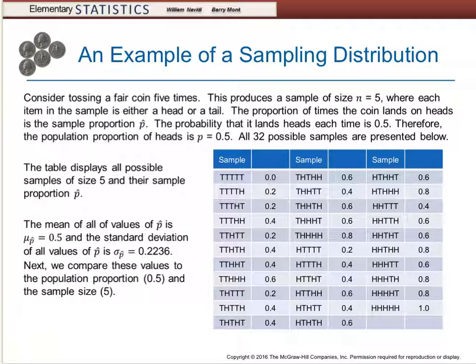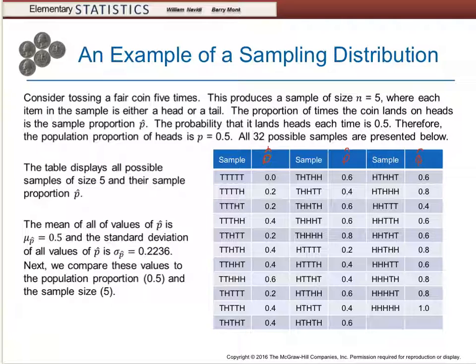The table displays all possible samples of size 5 and their sample proportion p hat. In each one of these cases, we look at the number of times heads appears in 5 tosses. In this case it's 0 for tails, tails, tails. The number of times heads appears in 5 chances here is 0.2.